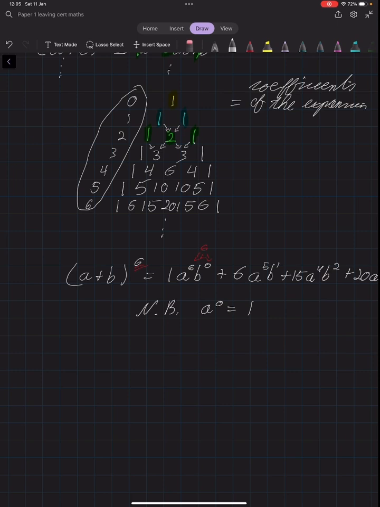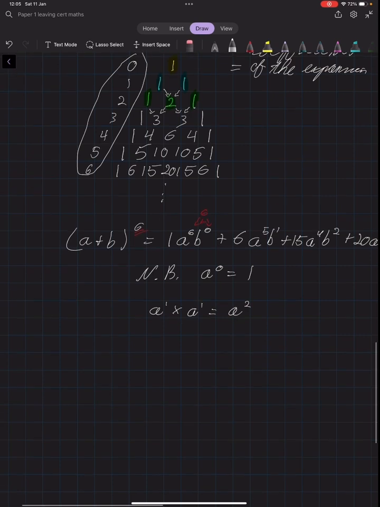Basically the idea is that if you do a to the power 1 multiplied by a to the power 1, you get a to the power 2, so I add the powers. Therefore, if I do a to the power 1 divided by a to the power 1, I need to subtract powers, so I need to get a to the power 0. But a divided by a is just 1. And therefore a to the power 0 is always 1, so long as a is not 0. Okay?